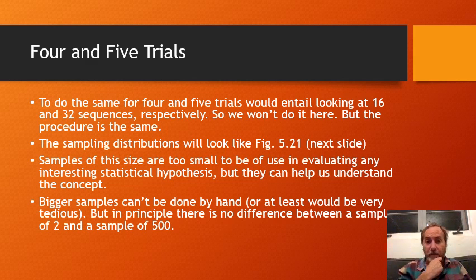So again, even a sample of 4 or 5 is still going to be too small to do really anything useful in forming a statistical hypothesis, but it's helping us flesh out this concept. And with even bigger samples, you couldn't do the calculations by hand, or at least it would take you a very long time. But in principle, there's no difference between a sample of 2 and a sample of 500. It's the same process, same math, just bigger, more ungainly calculations. So let's look at some more sampling distributions and what happens as the sample gets bigger and bigger.